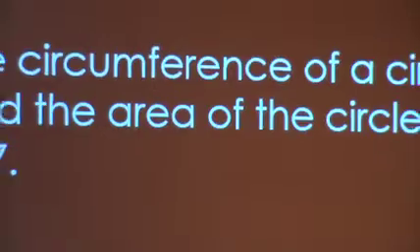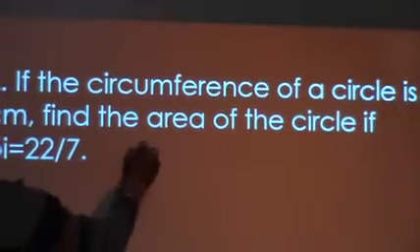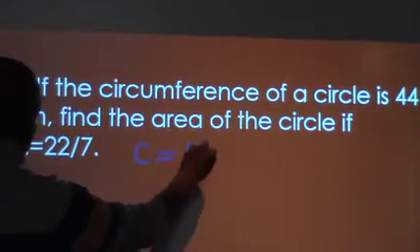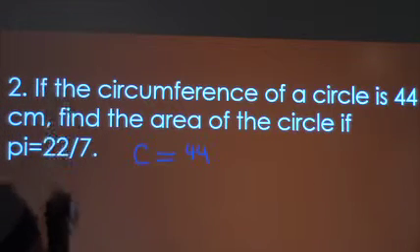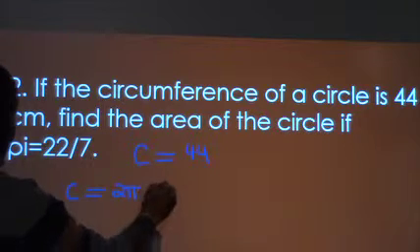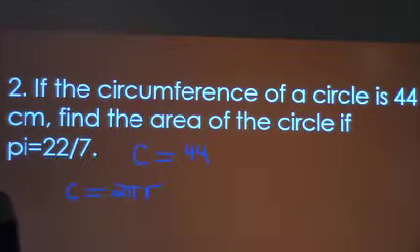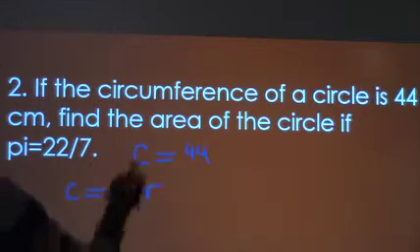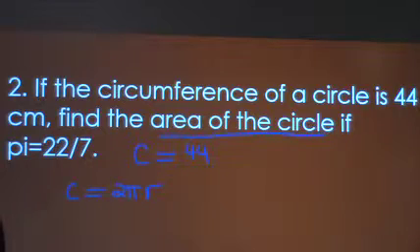Let's move on to the next one. If the circumference of a circle is 44 centimeters, that means we have C equal to 44 centimeters. We also know that C is equal to 2 pi r. So based on this, if we know the circumference, we should be able to find the radius, because we need to find the area of the circle, which we cannot find unless we know the radius.